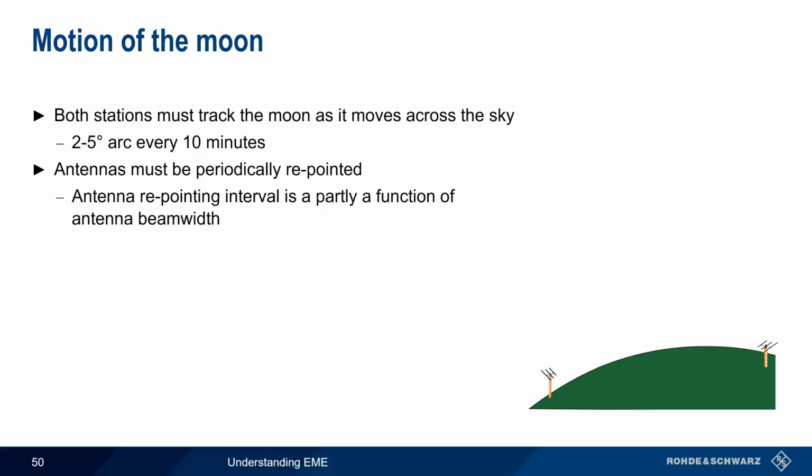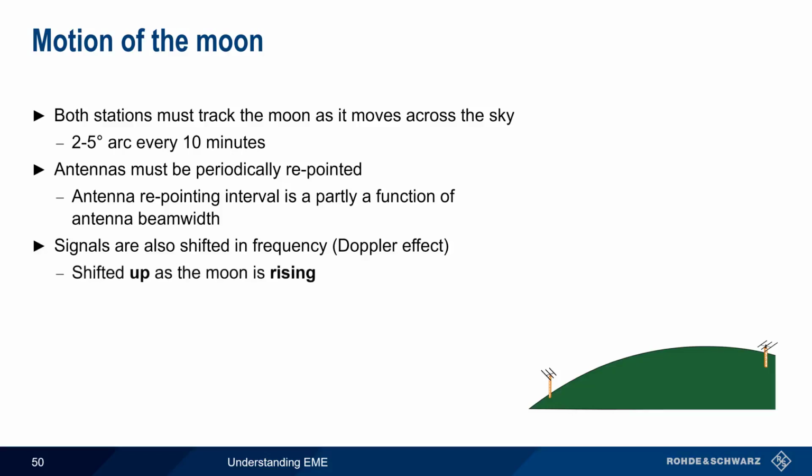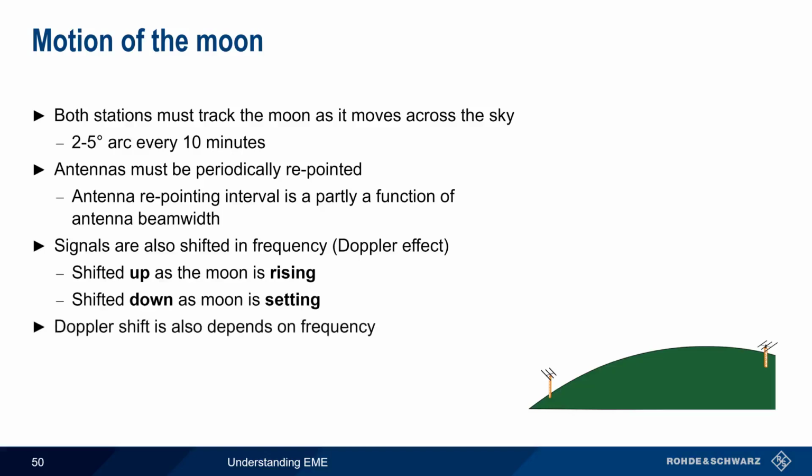An antenna with a narrower main beam will need to be repointed more often than an antenna with a wider beam width. The relative motion between the moon and the Earth also means that signals reflected from the moon will be shifted in frequency. When the moon is rising or moving towards the observer, received signals will be shifted up in frequency. And when the moon is setting or moving away from the observer, frequencies will be shifted downwards. It's worth noting that most of this relative motion is due to the rotation of the Earth. Like all other Doppler-shifted signals, the amount of shift depends on frequency, with greater Doppler shift occurring for higher frequency signals.